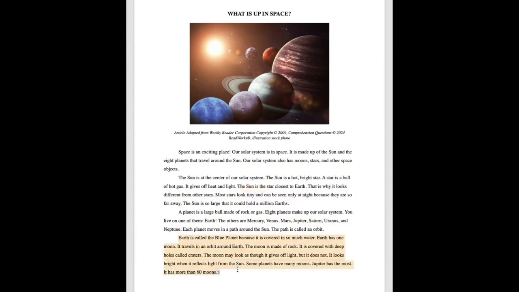Earth is called the blue planet because it is covered in so much water. Earth has 1 moon. It travels in an orbit around Earth. The moon is made up of rock. It is covered with deep holes called craters.